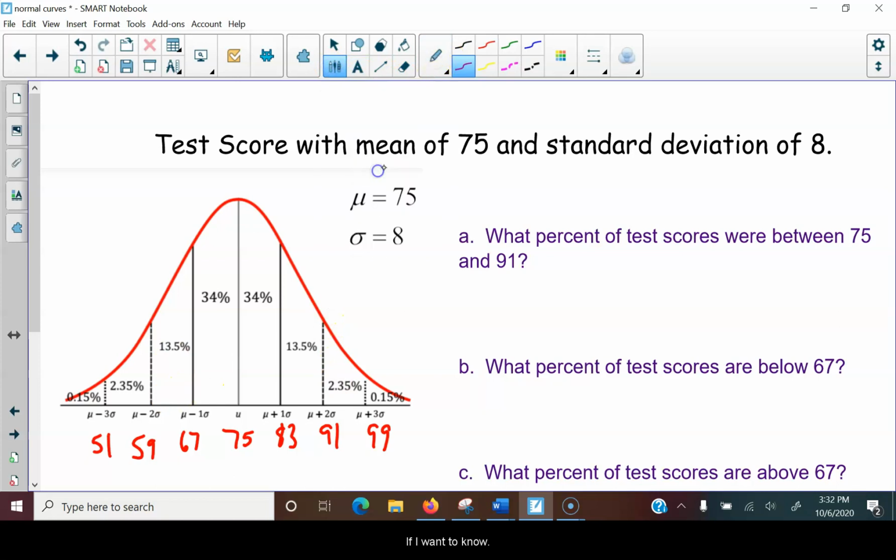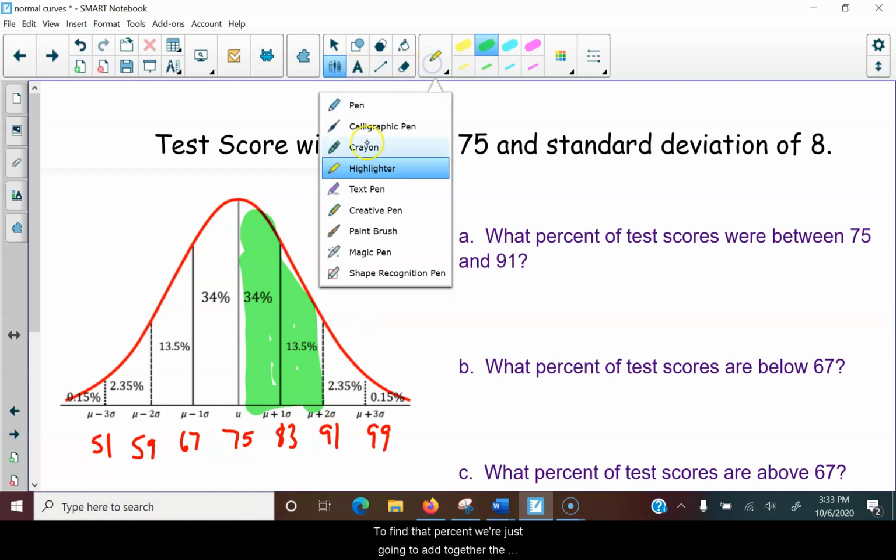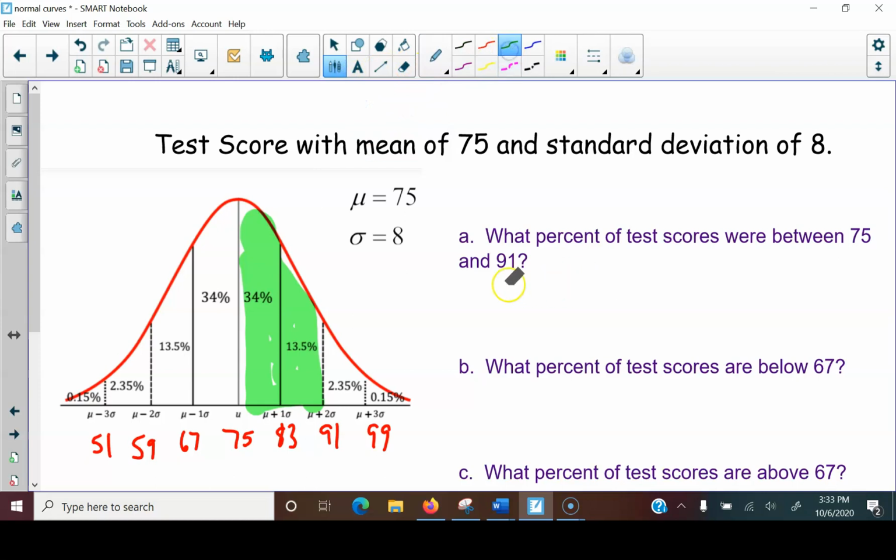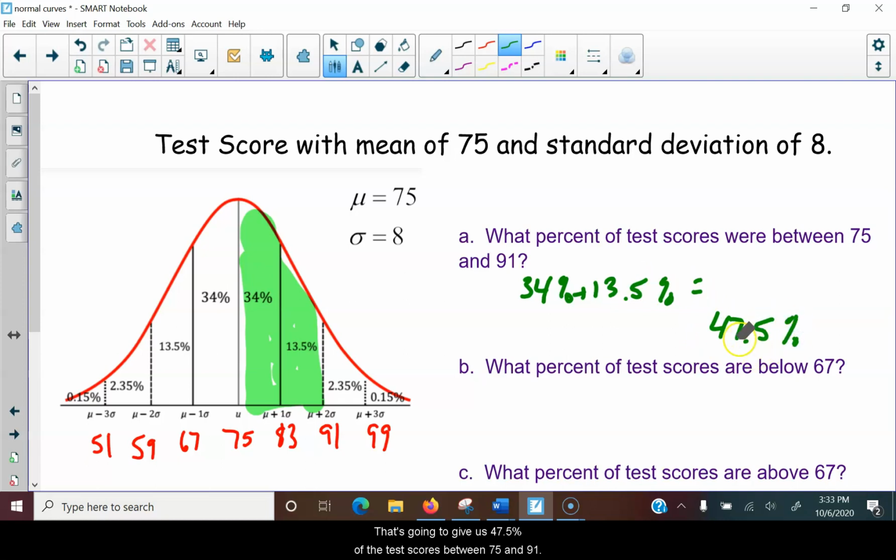If I want to know the percent of test scores between 75 and 91, I'm looking for the percent of test scores in this range. So between 75 and 91, to find that percent, we're just going to add together the values that were shown. So we've got 34% in the first chunk, plus 13.5% in the second chunk. That's going to give us 47.5% of the test scores between 75 and 91.